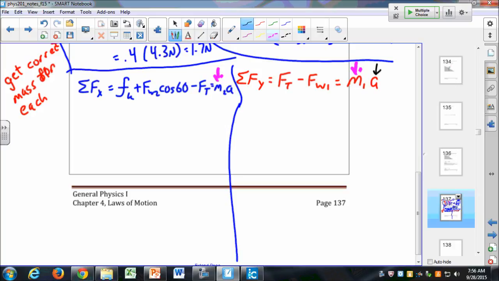Notice I didn't make any distinction about their accelerations because they were connected by this unstretchable rope. It doesn't stretch. You always assume that's the case. They have the same acceleration. So they have different masses, but they have the same acceleration. They also, as we've already discussed, have the same tension.